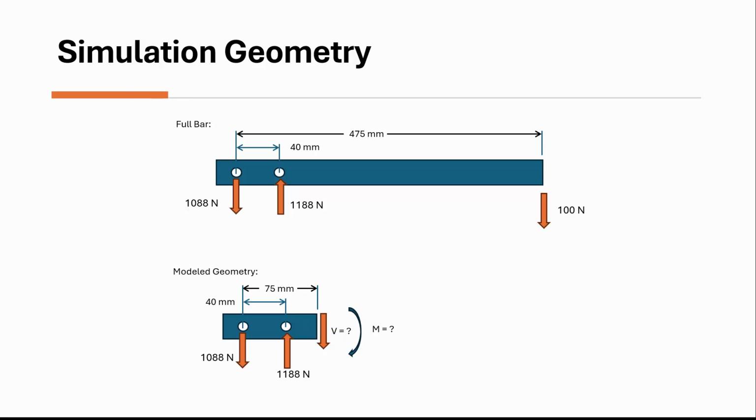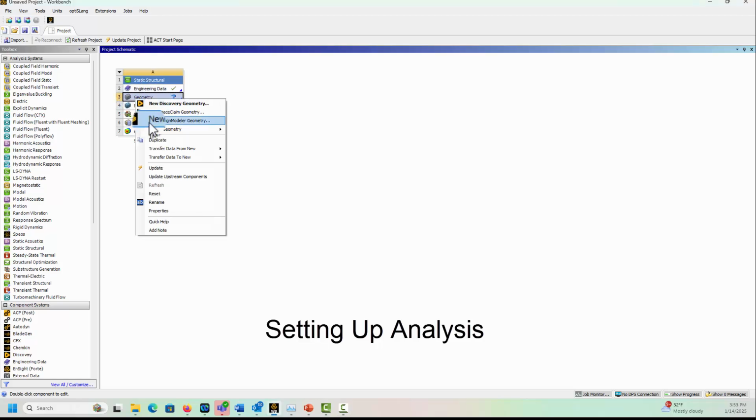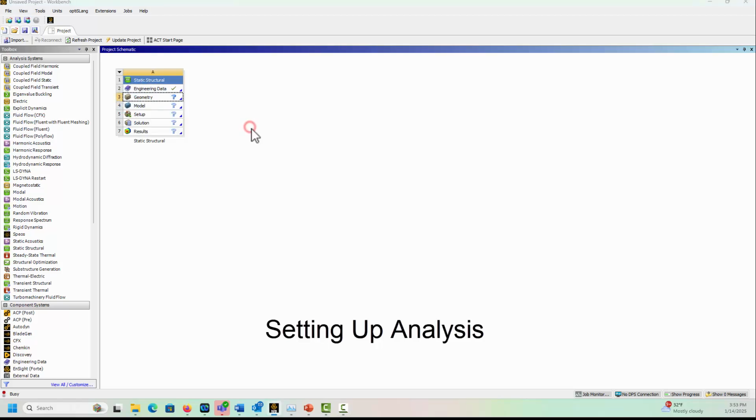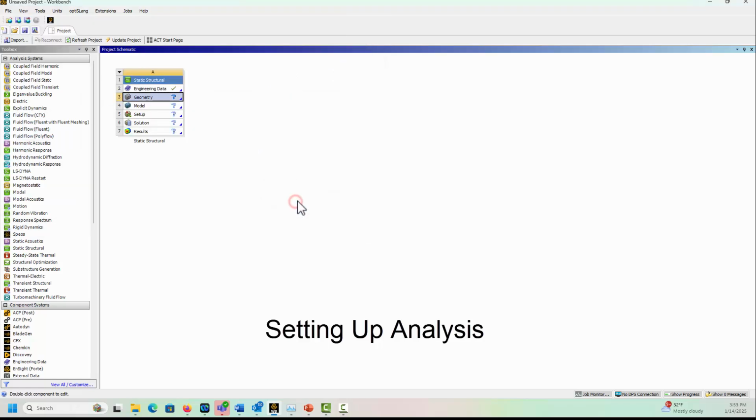Okay, let's open up Workbench and get started. Okay, so here we are in Workbench. I've opened up a static structural case. We'll need to first start by importing the geometry. And I've created one that has some faces split in SolidWorks so that you can look at different ways of controlling the geometry.